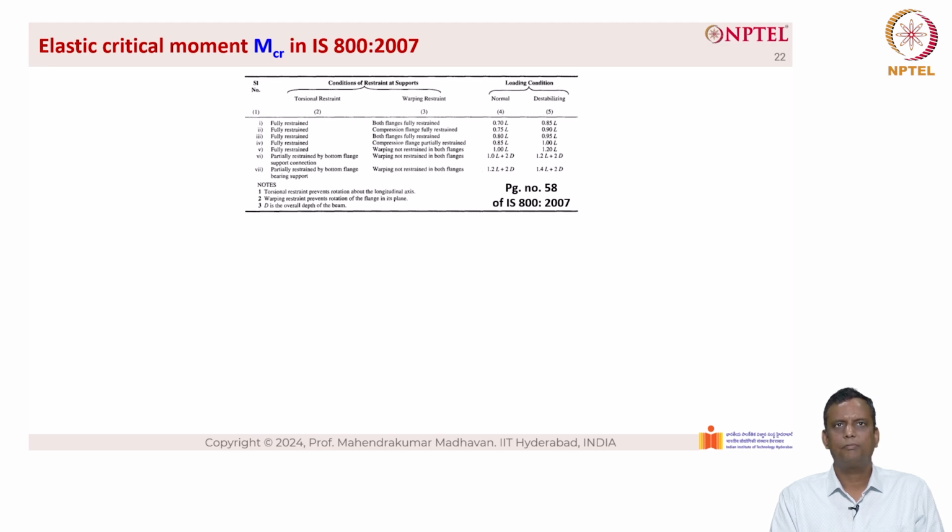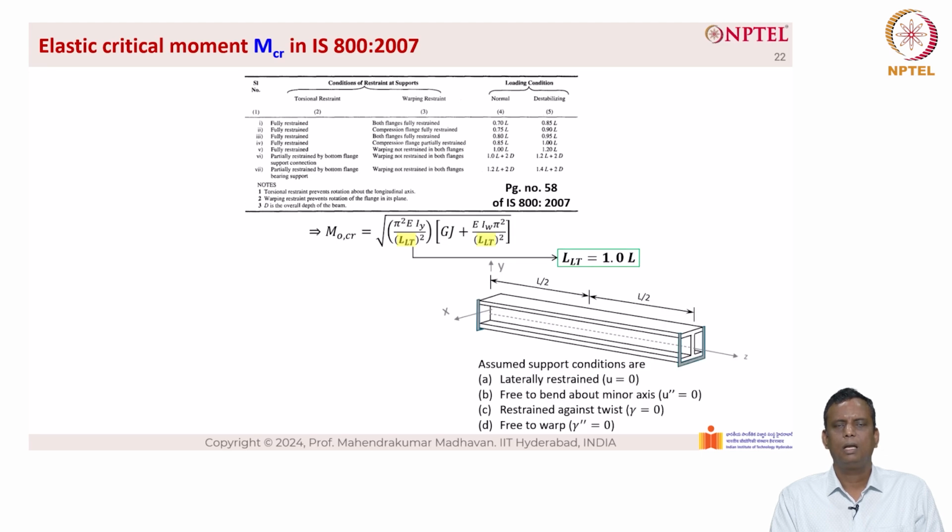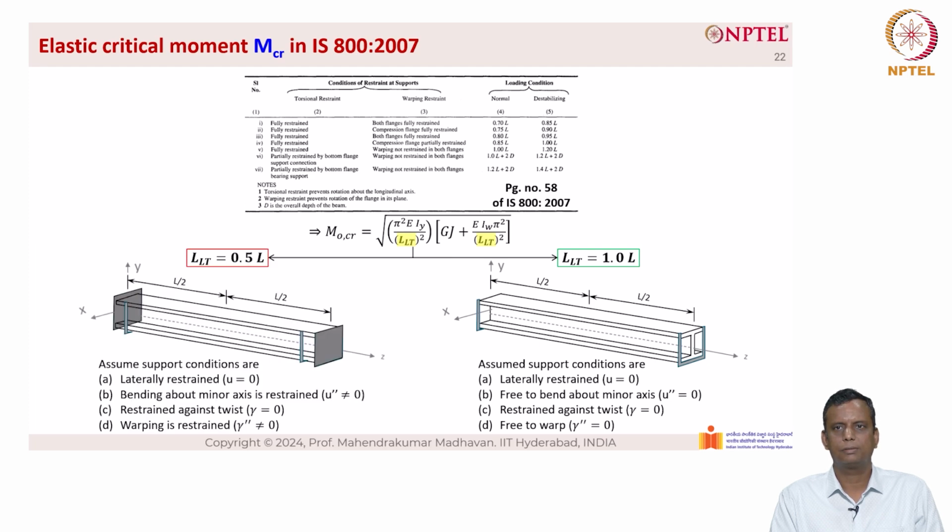So this is table 15, which contains two types of supports. The first support is torsional restraint. The second support is warping restraint. The loading condition is normal as well as destabilizing. And M naught critical is given as pi square EIY divided by L sub LT the whole square into GJ plus EIW pi square divided by L sub LT the whole square, all of them under the square root. Here L sub LT equal to 1.0 for simply supported conditions, and L sub LT is equal to 0.5 L for fully fixed conditions.